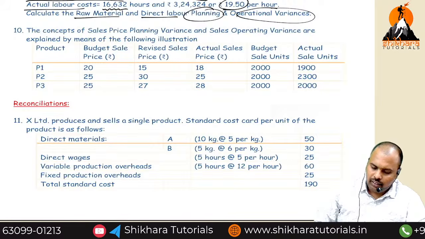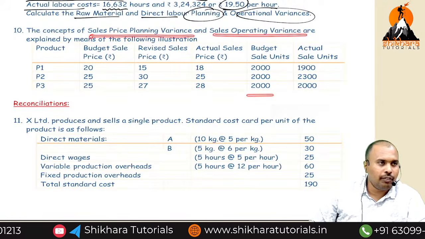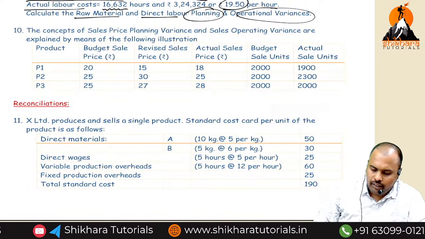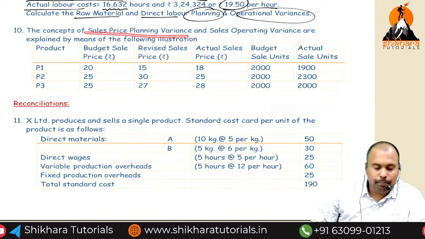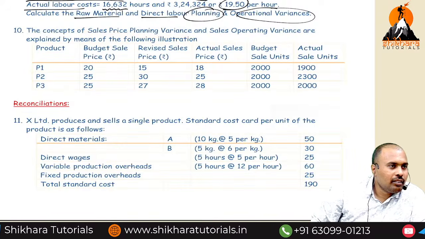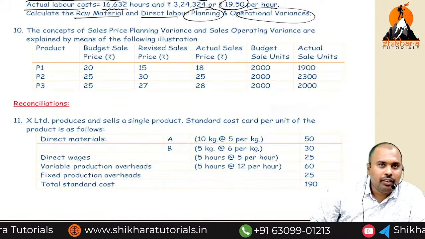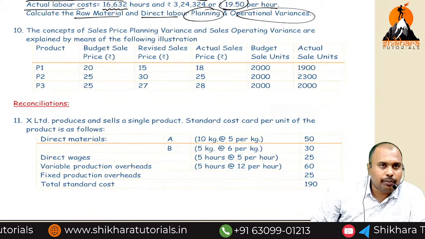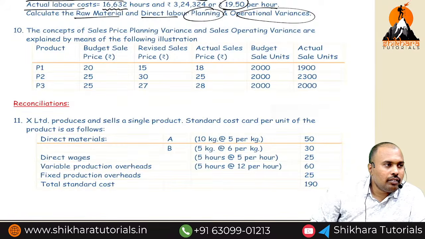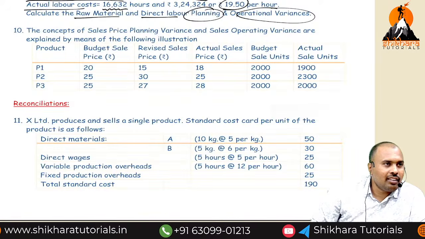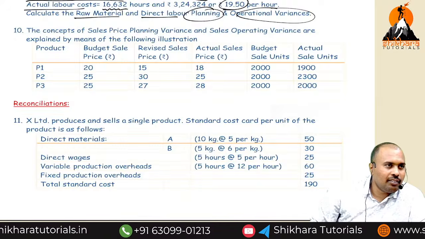So the 10th question, I didn't solve this one. Sales price volume variance and sales operating volume variance, because you're already aware of it. What is sales price planning variance? Actual quantity into revised standard price minus standard price. No, for sales it is reverse, right? Actuals minus standards, right? In the place of actuals, I have to take revised, right?